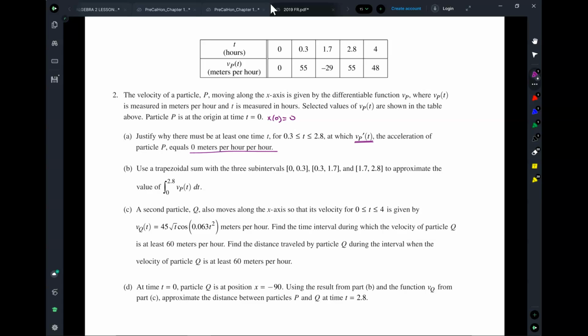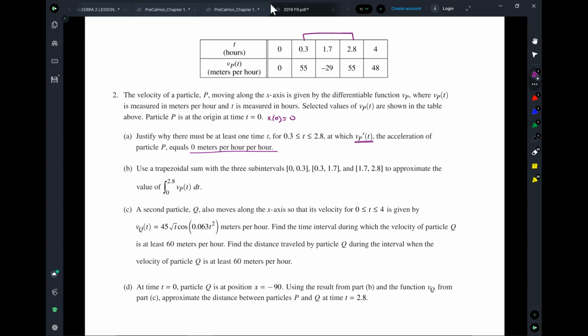So where do they get this from? This is between 0.3 and 2.8. Look at this. Do you see how if you were to find the average rate of change between 2 points, what would it be? If you do y2 minus y1 over x2 minus x1, since the y's are the same, it would be 0, right? Yeah? So look, justify why there must be at least one time in which v prime of t is equal to blah, blah, blah.